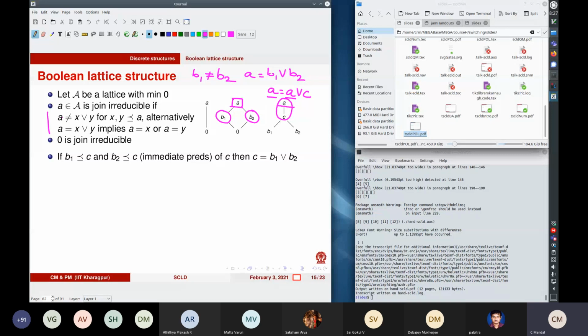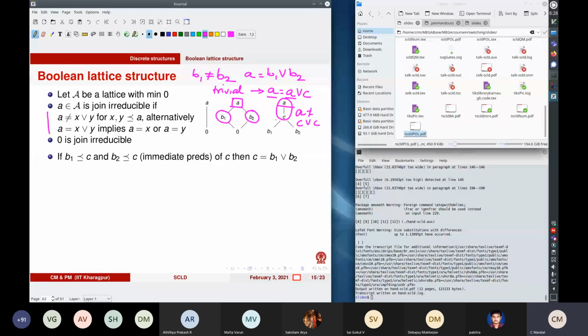You cannot even express it, for example, you can't even write it like this. Even this is not possible. So in other words, if you express it as the join of X and Y, then one of these elements must be this element itself. This is trivial.